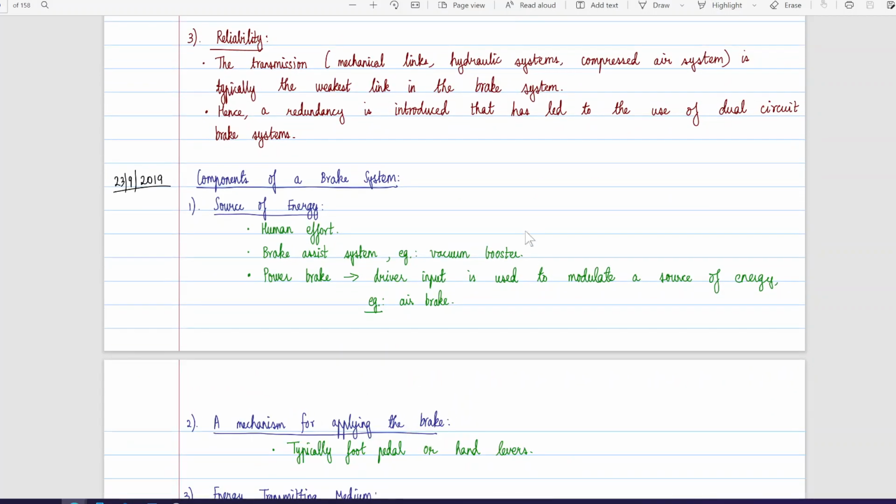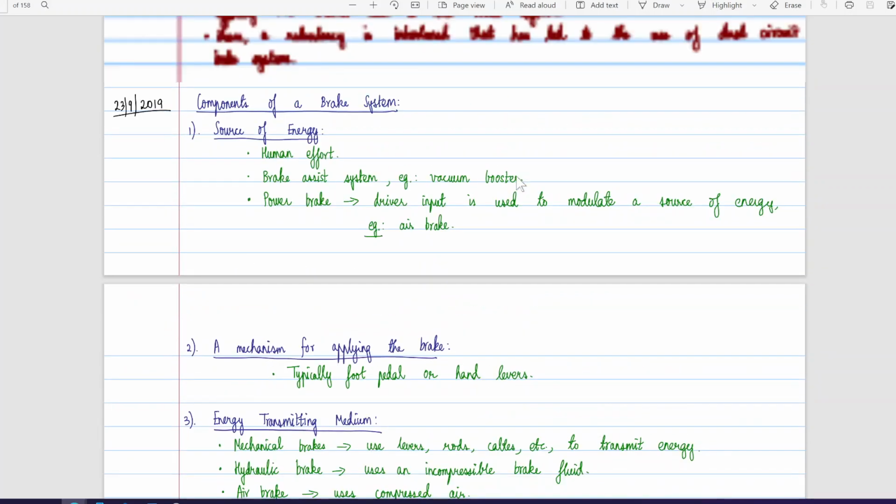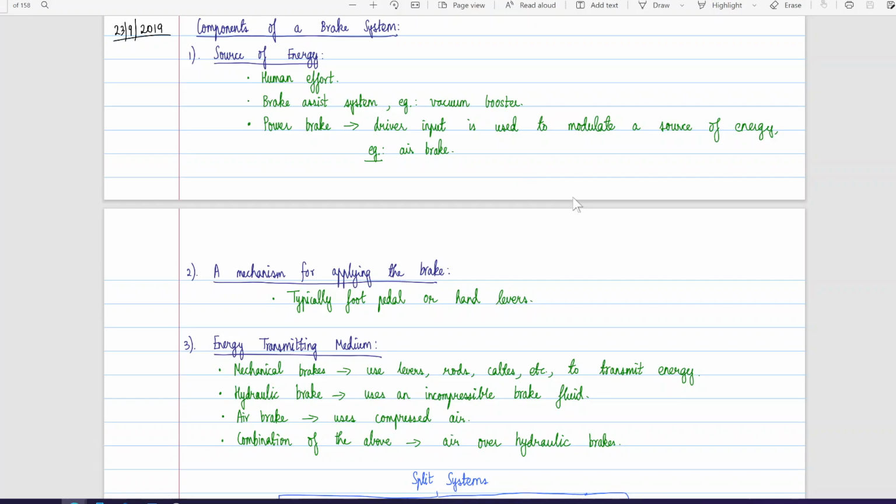So let us go through various components of a brake system. We'll be looking at sources of energy. First is the human effort. In bicycles and bikes, we use energy completely provided by us in order to generate the braking force. However, that may not be sufficient in the case of passenger cars, the newer ones, and even commercial vehicles. So we have systems like the vacuum booster, which essentially takes human effort as a signal and amplifies that signal so that sufficient power can be externally taken in.